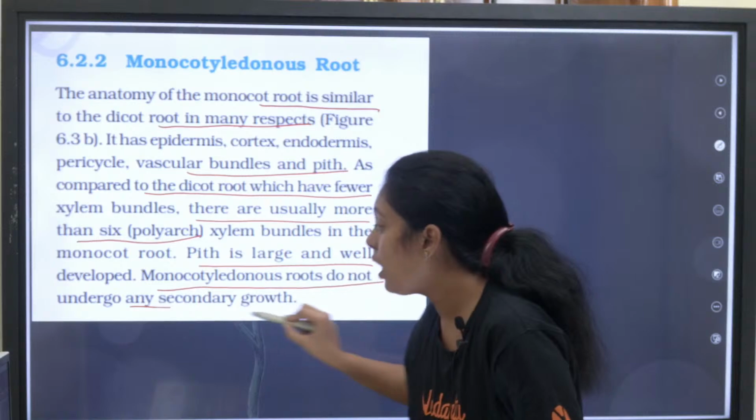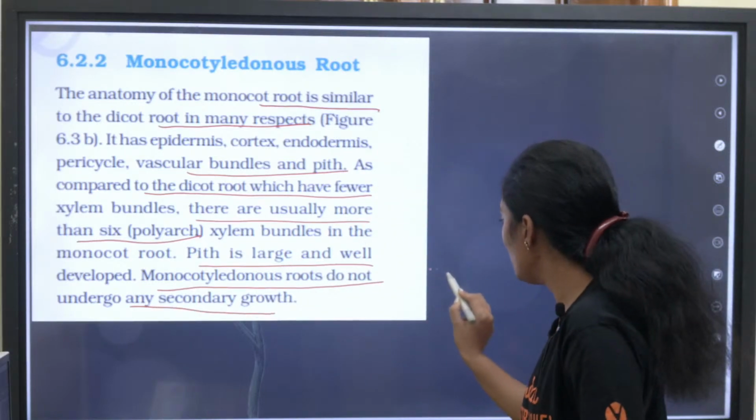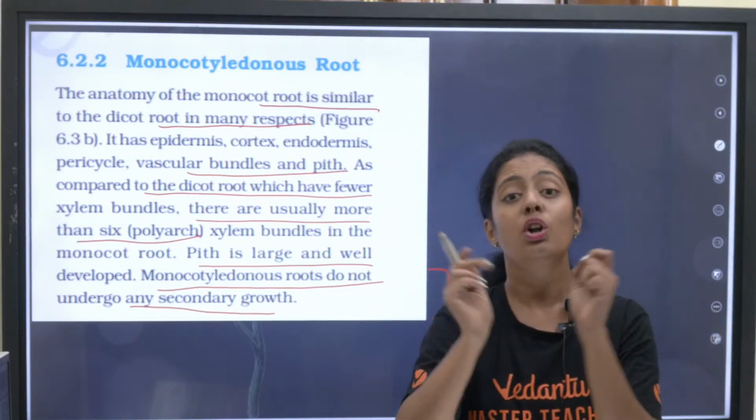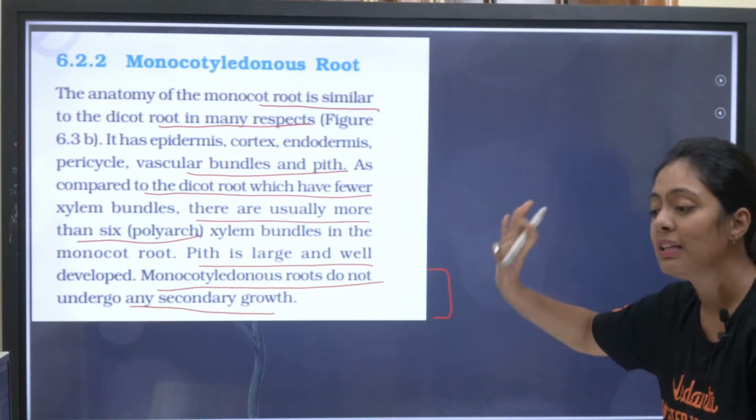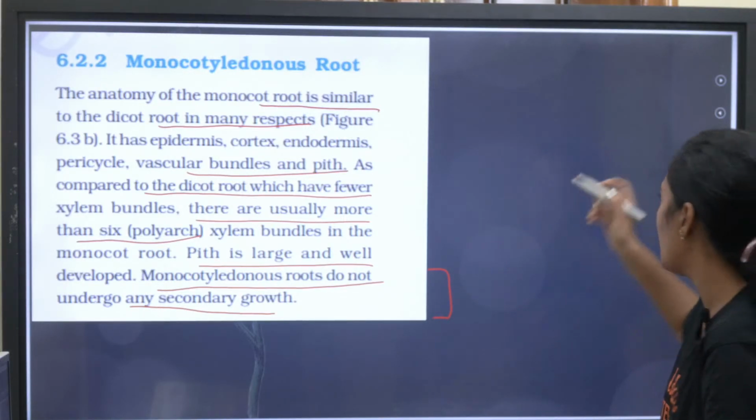Monocot roots do not undergo any secondary growth. Can you tell me why the monocot roots do not undergo any secondary growth? Can anyone watching this live tell me why this does not undergo secondary growth?